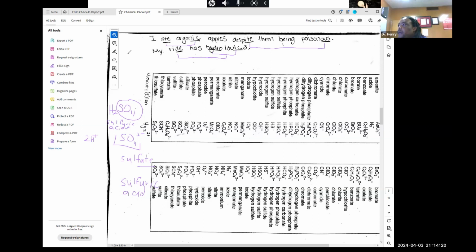Okay, so let's say we have silicate, H2SiO3. What would we call this acid? We know that silicate ends with ATE, that same root. So what am I going to drop, and what am I going to replace it with?